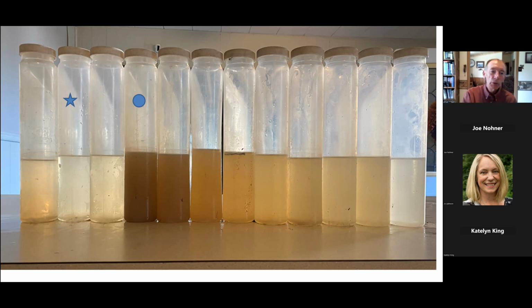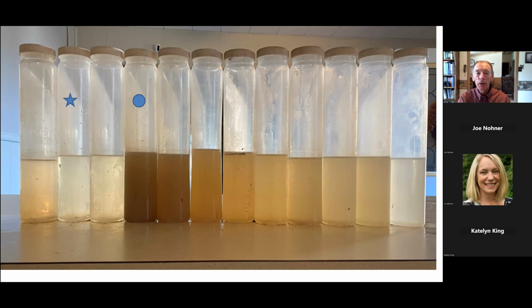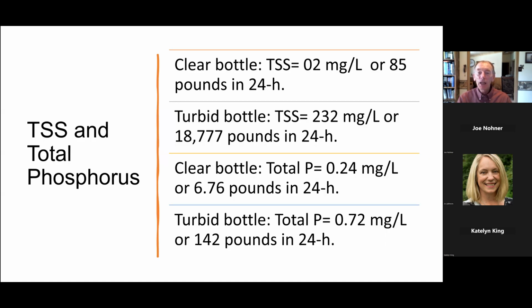So what we did here was we put a star on a clear bottle and a blue circle on a turbid bottle, and let's take a look here. The clear bottle, the suspended sediment, TSS, total suspended solids, was 2 milligrams per liter. If you take the flow that was measured at that time, it would equal 8 pounds in 24 hours. Now the circle, the turbid bottle, and this happened within 4 hours, the suspended sediment was 232 milligrams per liter, or again, if you take that same flow measurement, 18,777 pounds in 24 hours.